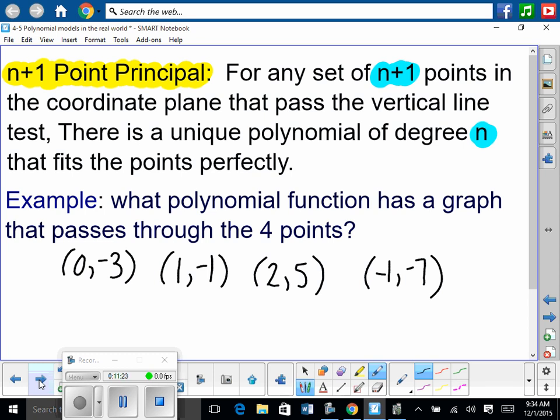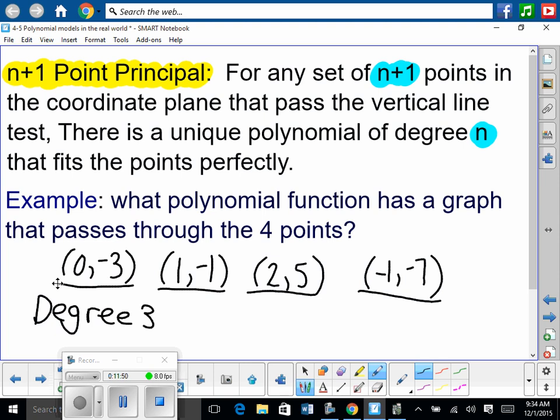So it says, what polynomial function has a graph that passes through these 4 points? How many points do we have? 1, 2, 3, 4. So there are 4 points. So the degree is 1 less than that. So it's degree what? 1 less than that: 3. Degree 3. So we're going to use degree 3.